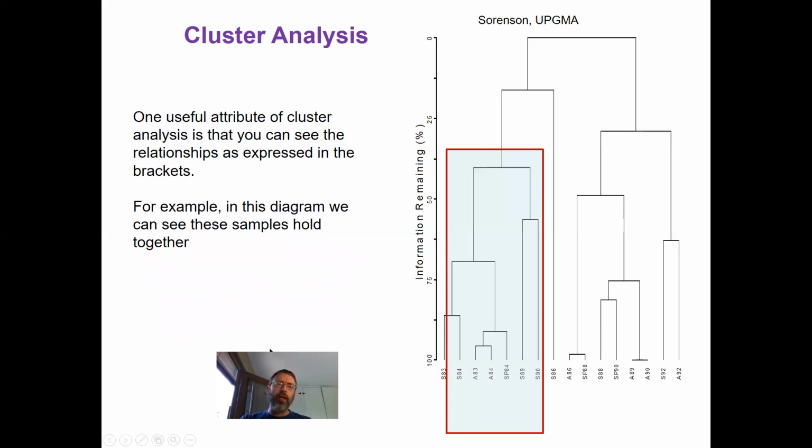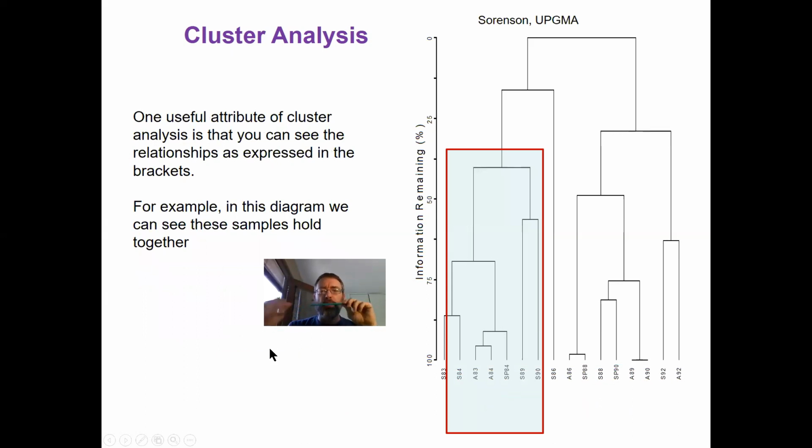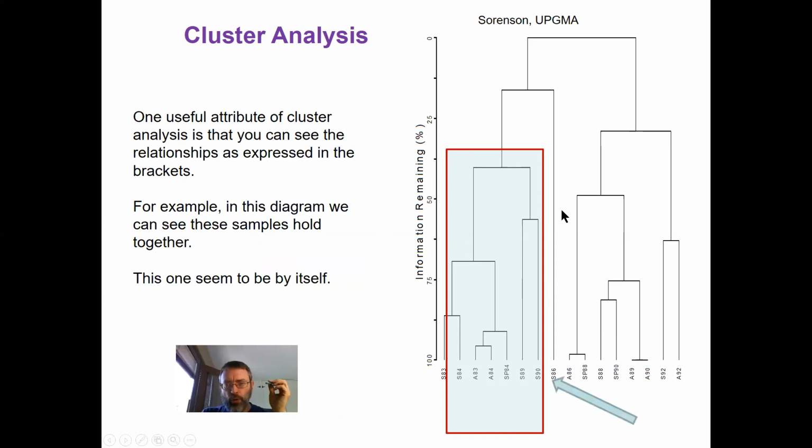One useful attribute of cluster analysis is you can see the relationships expressed in these brackets. For example, in this diagram, you can see these samples sort of hold together here. This one seems to be by itself. This is unique. So if I was studying this system and these were my samples, I'd say, these hang together, these are really tight here. Something weird about S86. Got to look back into that. Did somebody mess something up? Are the data good? Did something happen there? What is that? So that tells you something about the samples.